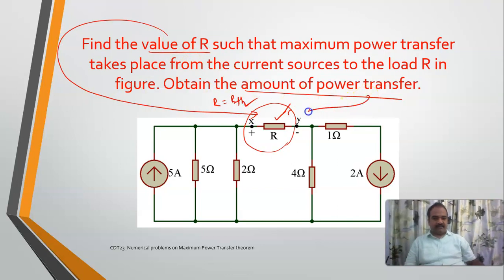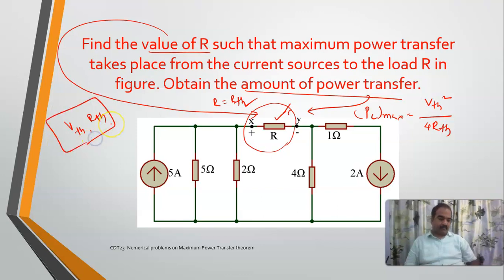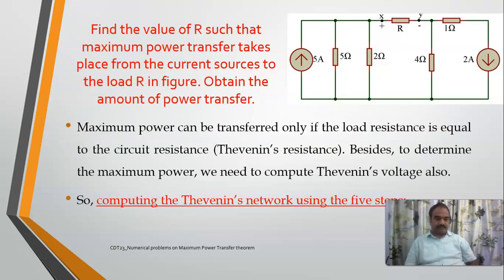And if you want to determine the maximum power transfer, then you are supposed to determine both VTH and also RTH. So in either case, you need to determine VTH and also RTH, which means you should determine the Thevenin's equivalent of the circuit. We know that we have 5 steps. We will follow the step-by-step procedure, determine VTH and RTH, and then determine the maximum power which can be transferred. So this is your given circuit, right?